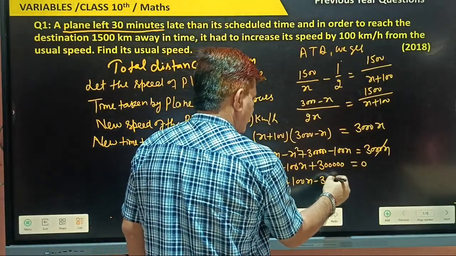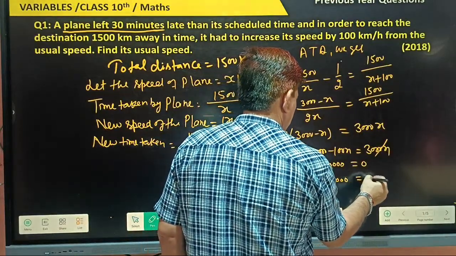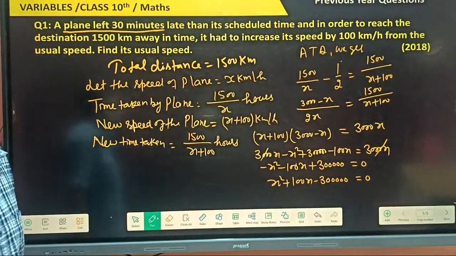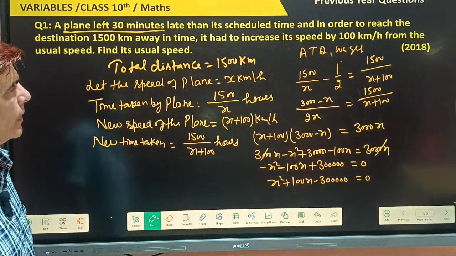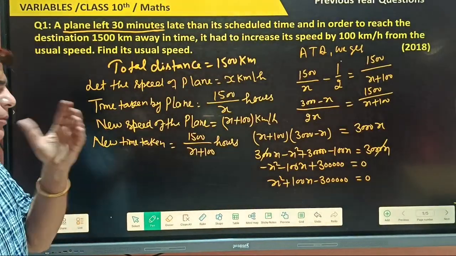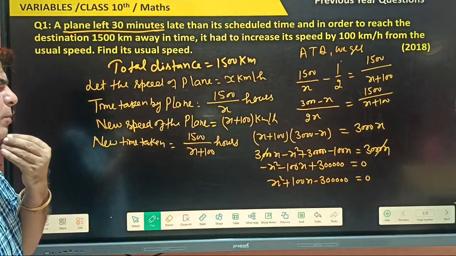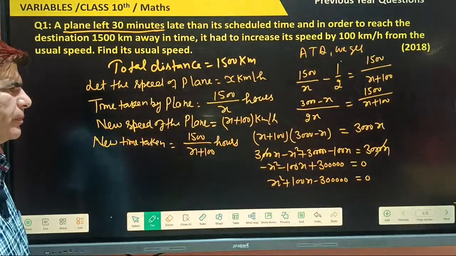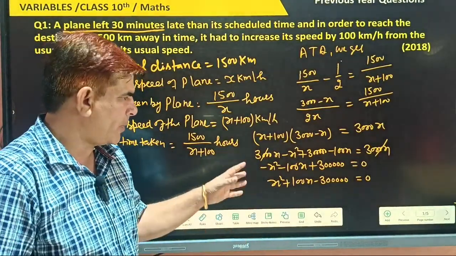This has become a quadratic equation. So what can we do? We can find out its roots. Roots we can find out by two methods. One is splitting the middle term and the other is applying the quadratic formula.